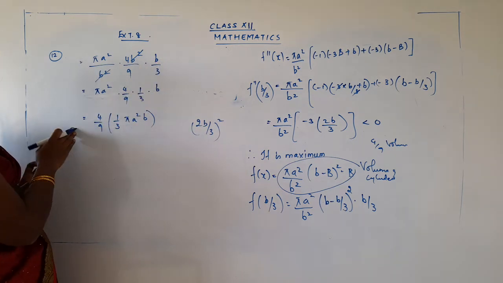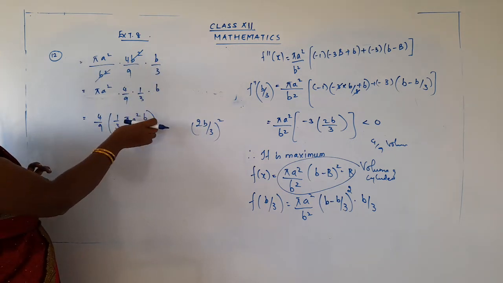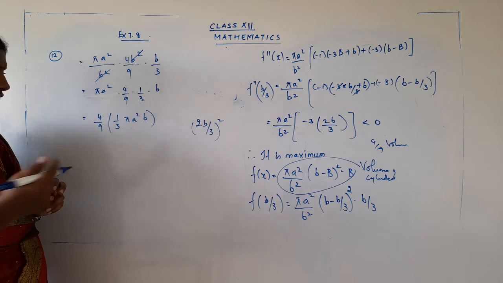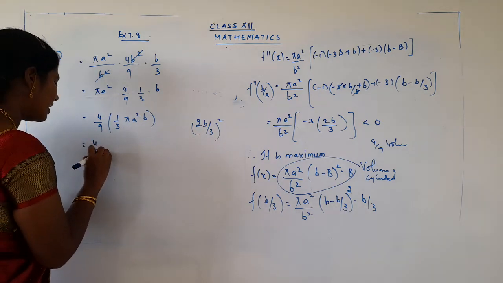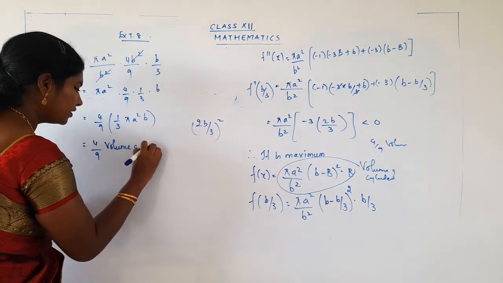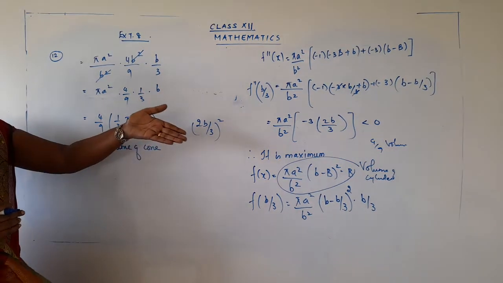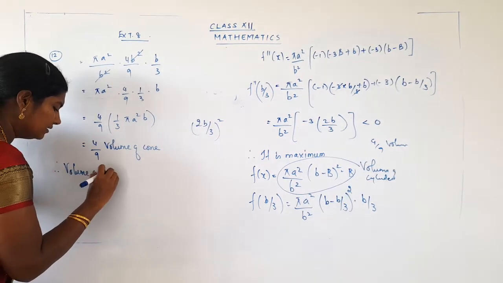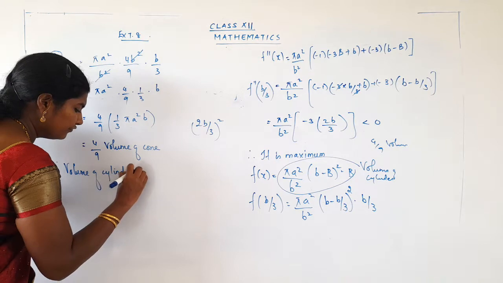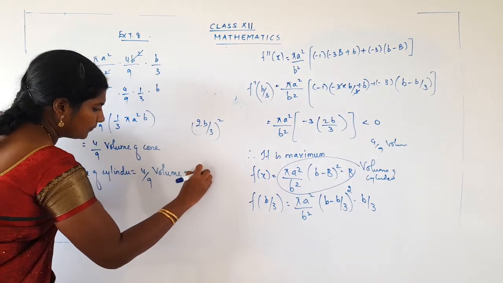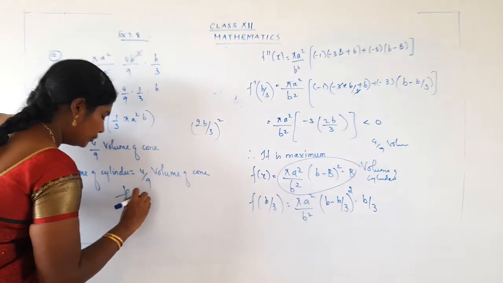So this is 4 upon 9, this is 1 upon 3 pi r square h. A denoted the radius of the cone and B denoted the height of the cone. So this is equal to 4 upon 9 volume of cone. So what we started with? We started with the volume of cylinder. So what I get? Therefore, volume of cylinder is equal to 4 upon 9 times volume of cone. Hence, proved.